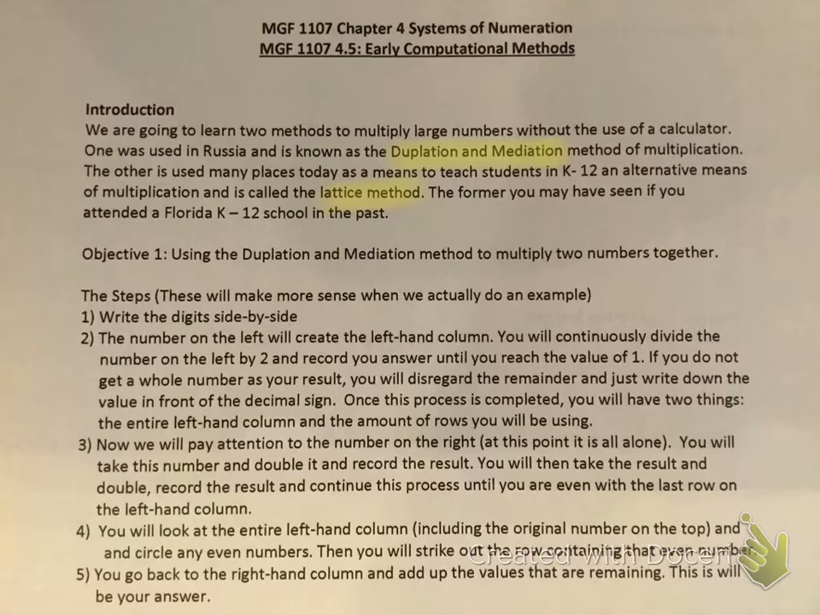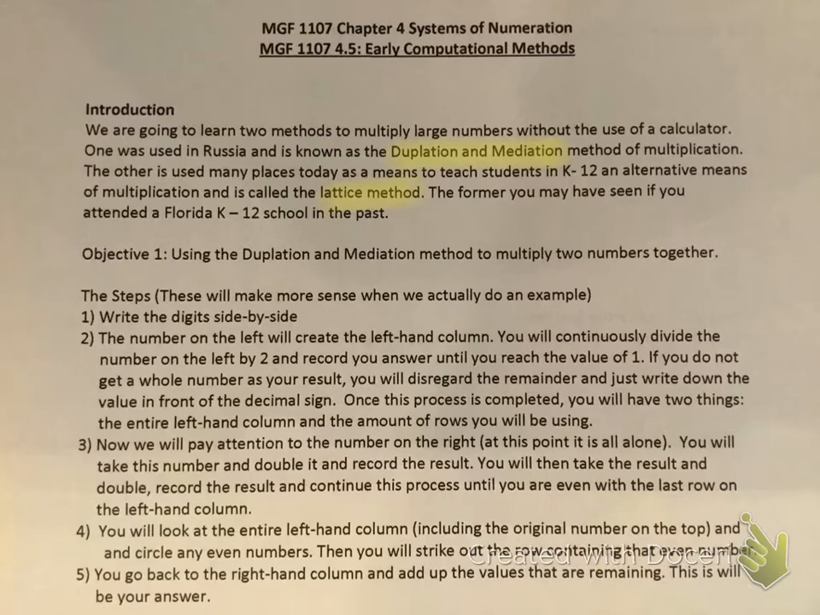Okay, step number 3. Now we will pay attention to the number on the right. At this point, it's all alone. You will take this number and double it. Another word for double is multiply by 2. Keep on doing this until you get down to the row that has the 1 in the left-hand column.